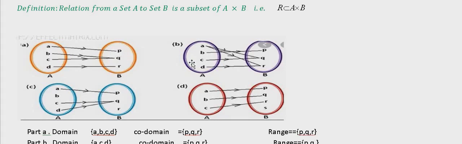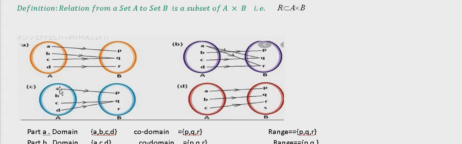In this figure, what is the domain? a, b, c, d. What is the codomain? p, q, r. And what is the range? Again p, q, r. In the third figure, what is the domain? The elements on the left-hand side, in the first set, which are taking part, that is a, c, d.